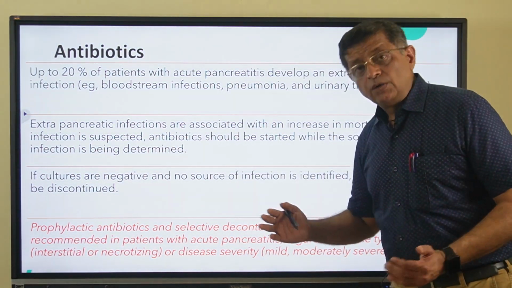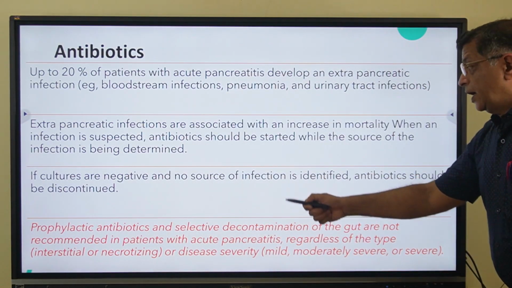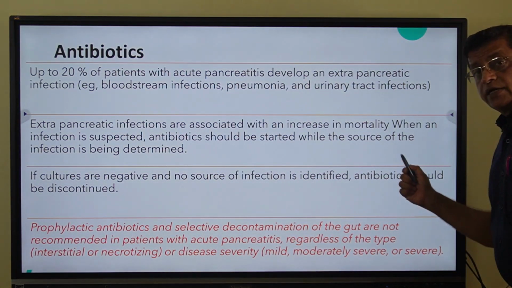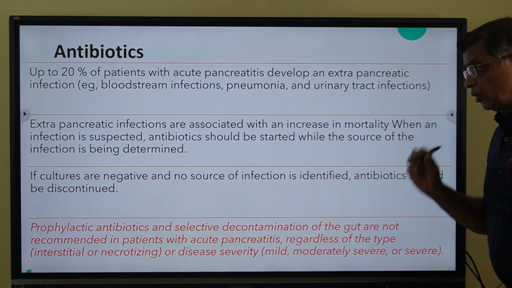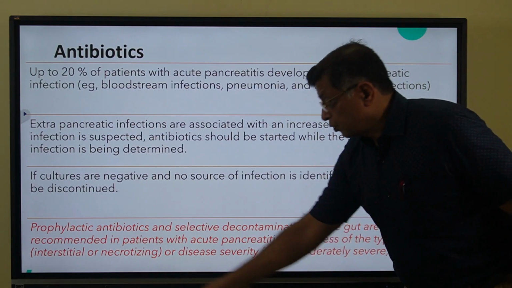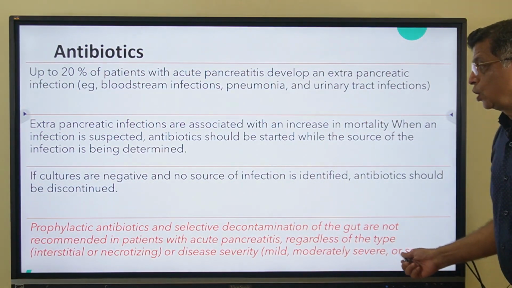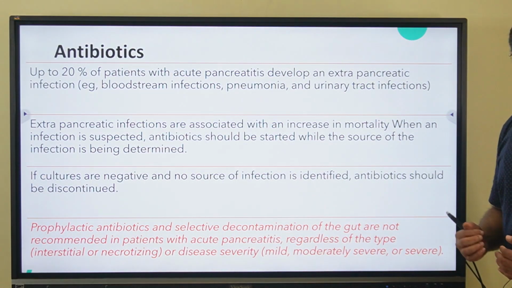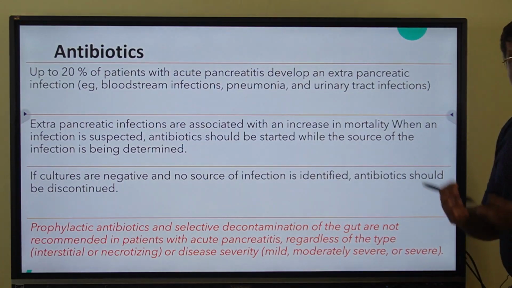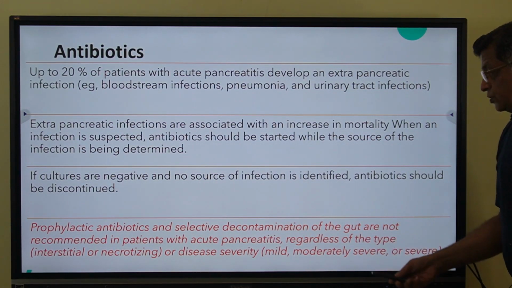So get cultures before starting antibiotic. If the cultures are negative and no obvious source of infection is identified, remember to de-escalate or discontinue antibiotics, because prophylactic antibiotics and selective decontamination of gut are not recommended in patients with acute pancreatitis. So just because the patient has pancreatitis or you can see a fluid collection in the CT scan does not mean that you have to give antibiotics.